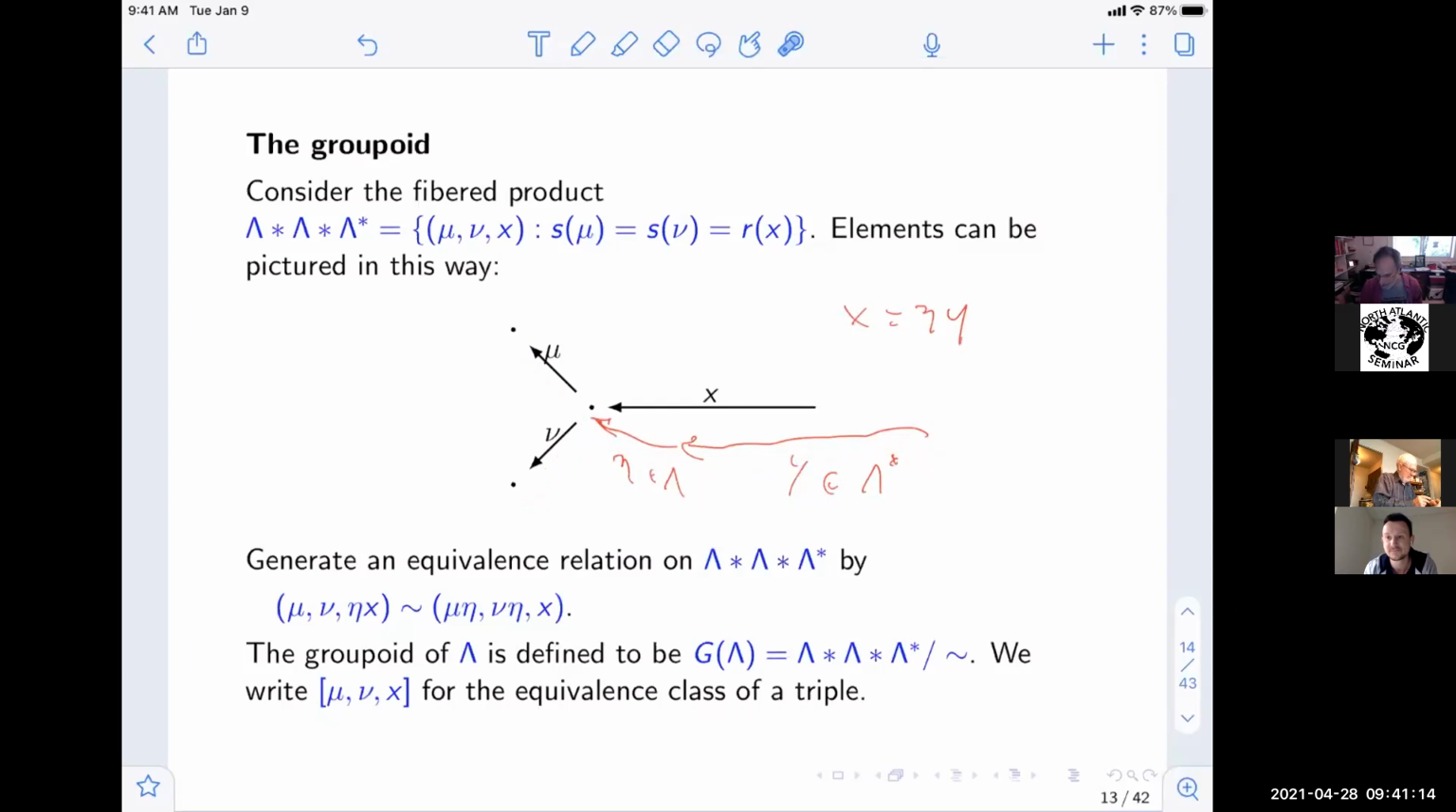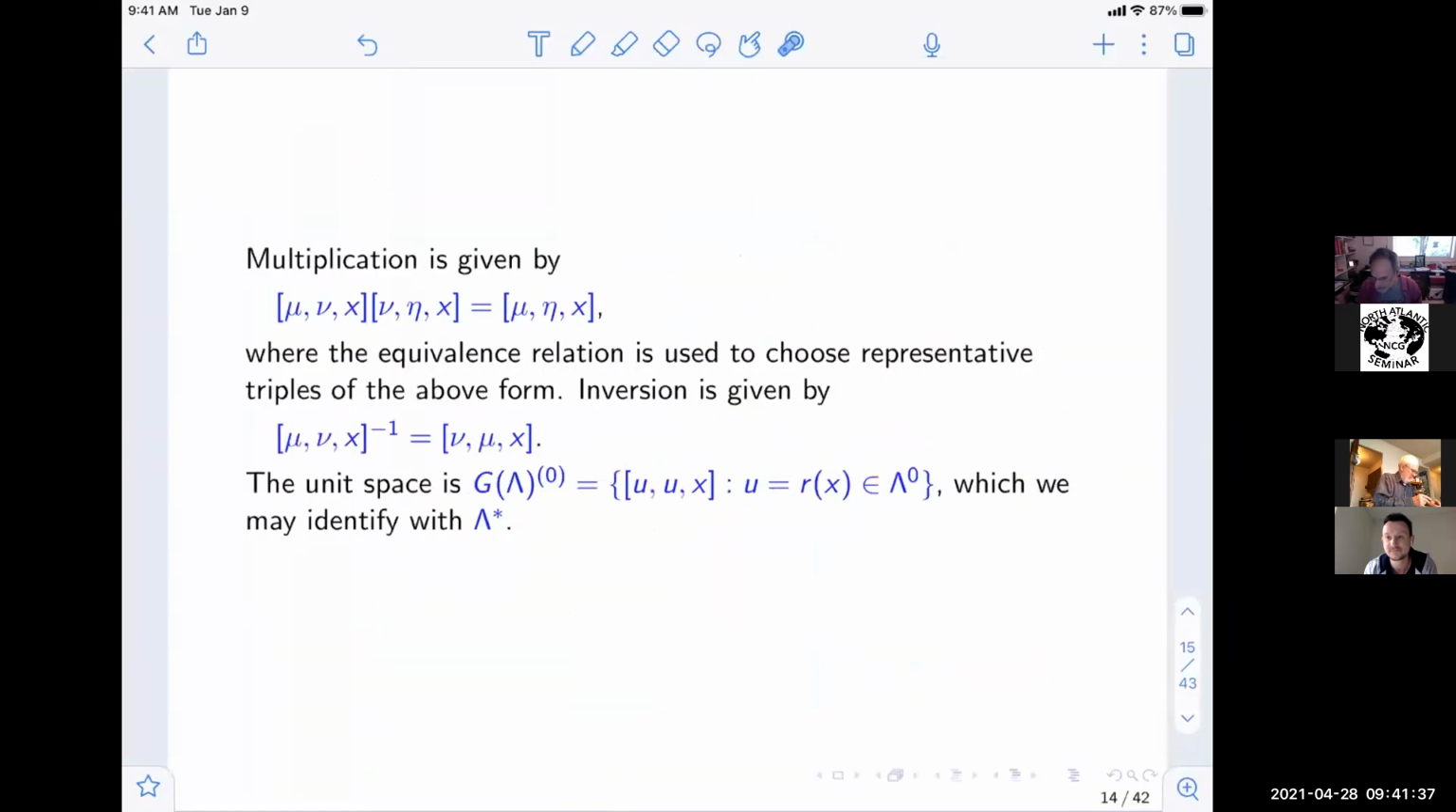So we want those triples to be equivalent. It shouldn't make any difference if we're dividing x, pulling off an initial segment of x and sticking it with the mu and nu. So we generate an equivalence relation using this idea. And then the groupoid is just a quotient by that equivalence relation. And we use square brackets for the equivalence classes.